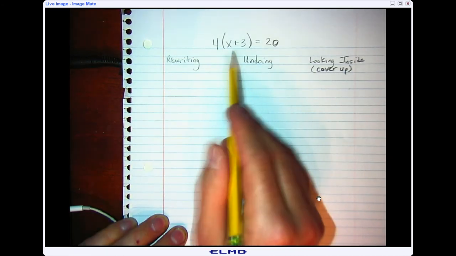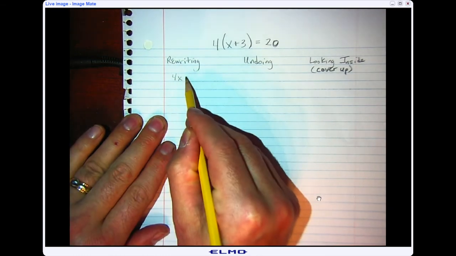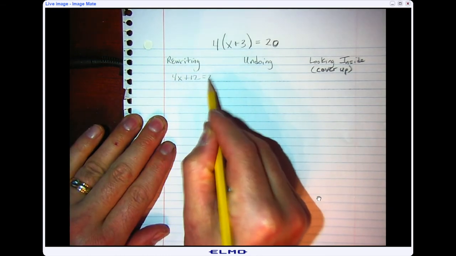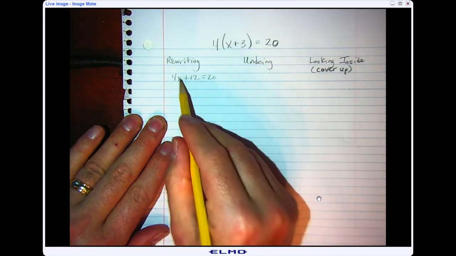So the first way is by rewriting. If I was going to rewrite and solve this equation, what I would do first is distribute this 4 through the parentheses. So if I do that, I would have 4x, and then 4 times 3 is 12 equals 20. And now I just rewrote this, and then I would just backtrack from there.